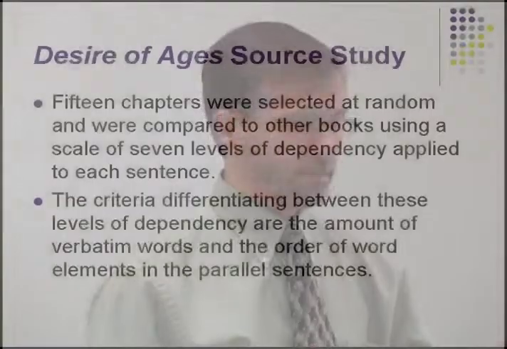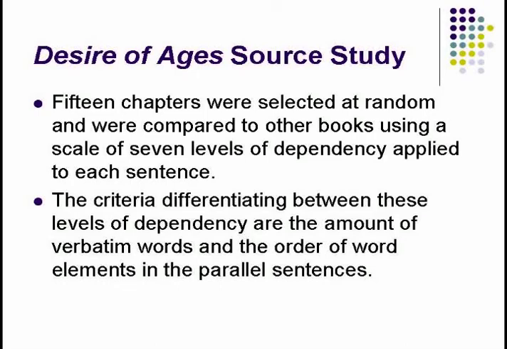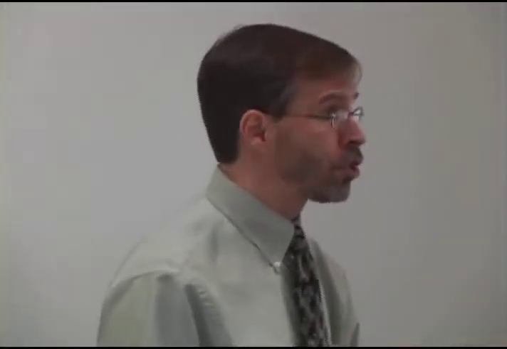15 chapters were selected, 5 short chapters, 5 long chapters, and 5 medium chapters. Altogether 15. And the criteria differentiating between these levels of dependency have to do with the amount of verbatim words that are found in these parallel sentences between Ellen White and the other author. So that was a very methodical research that was done. Very systematic, very tiny and slow going and mind-boggling probably too.